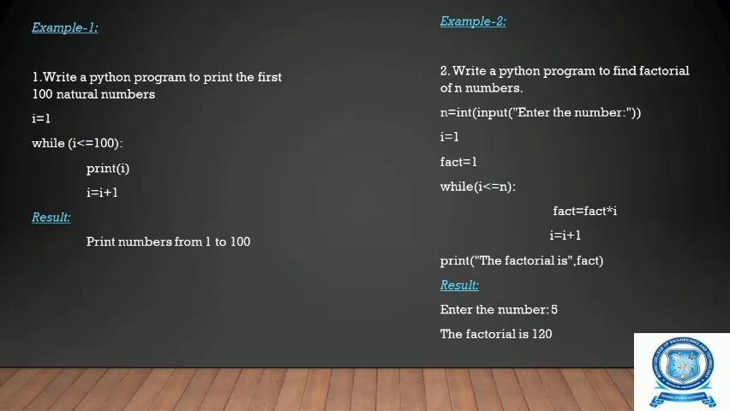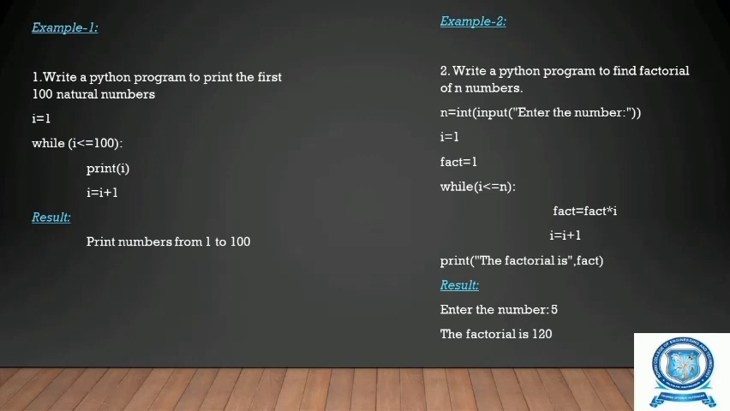Then again, fact is equal to fact star i, that is 2 star 3, so we will get 6. Then i is incremented, so we get the i value as 4. Continuing that process, fact equal to 6 star 4, so we get 24, and 24 will be stored in fact. Again the looping continues, i is incremented to 5, and we get fact equal to 24 into 5, which is 120.